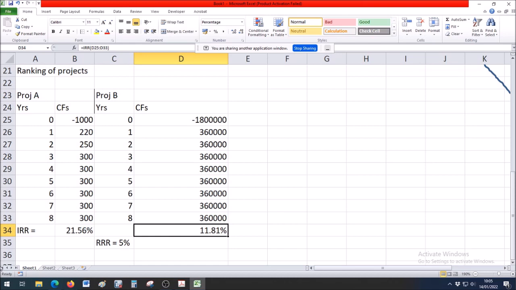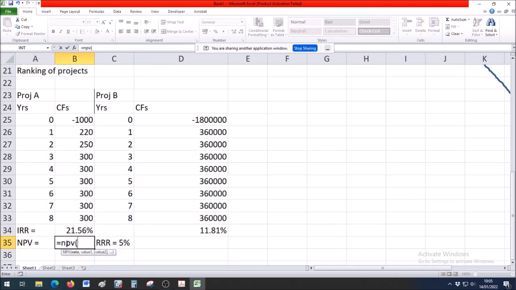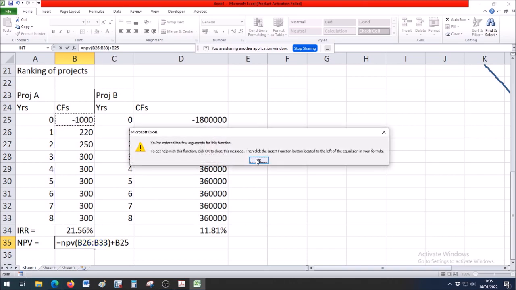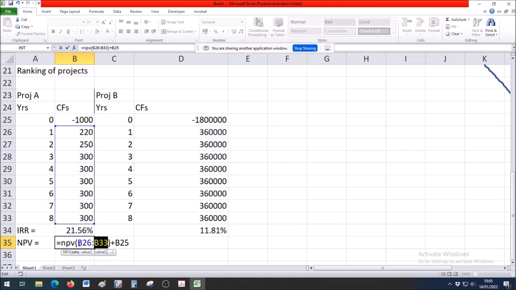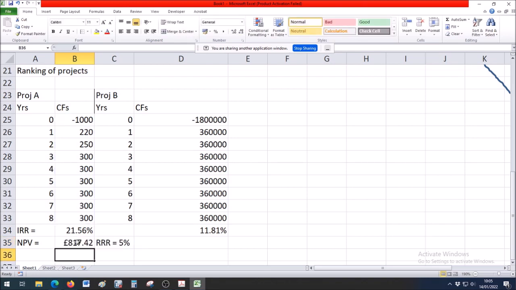But let's have a look at what NPV says. NPV equals NPV, open the brackets, all the values starting from year one, and by hand we add the original. The computer complains, that's because I forgot to enter the rate. The required rate is 5%, we said, right? 0.05, comma, there it is. So with project A, I'm going to earn over $800.